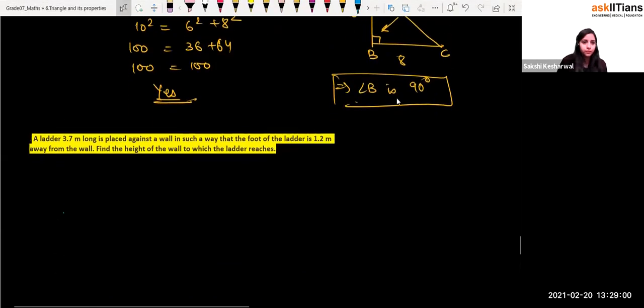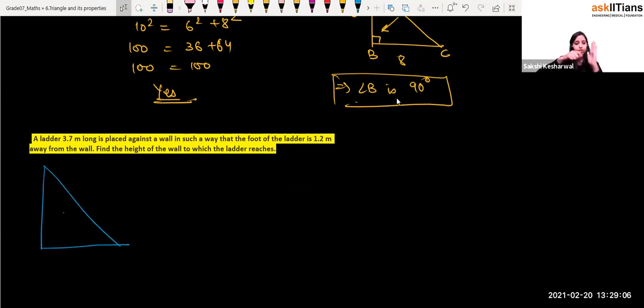Yeah, this is going to be a right angle triangle, right? So what is given? The ladder is resting, so the ladder is the hypotenuse. This is 3.7 meter. Now the foot of the ladder is 1.2 meter from the wall, and you have to find the height of the wall.